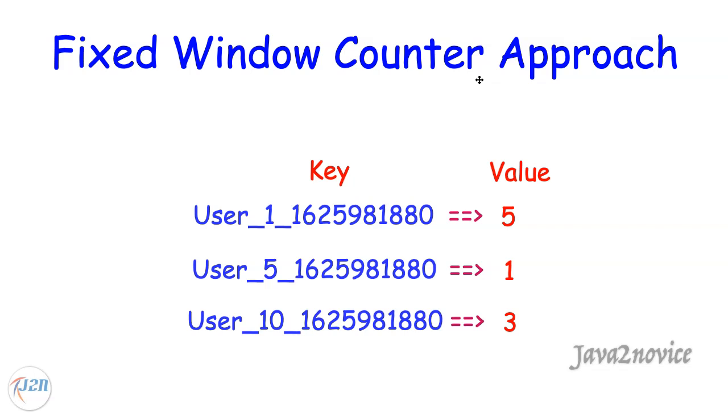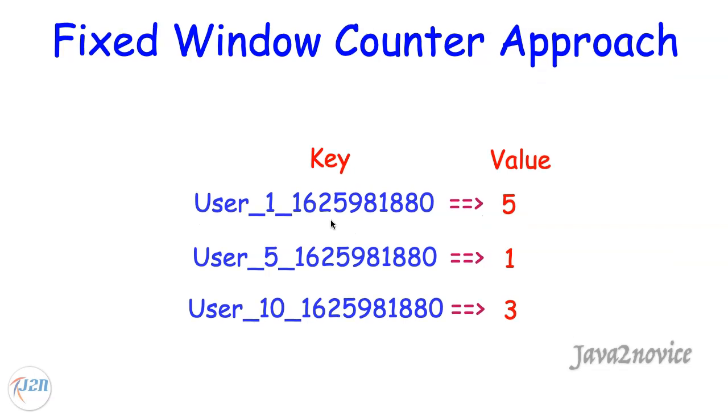This approach stores a key value pair into Redis. The key value structure is as shown here. The key is user specific, contains the user's identity and also includes a timestamp. The timestamp represents a 1 minute window in our example. The value is the request count within the 1 minute window period. It keeps track of the request count within the given window period.